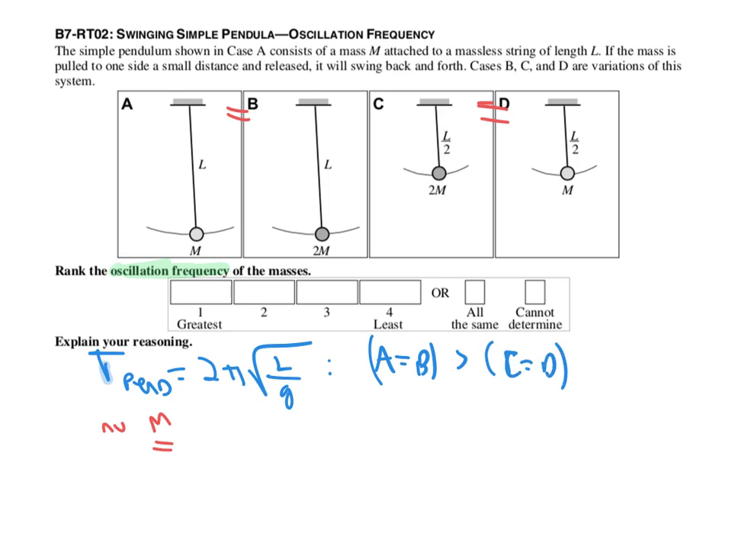But we don't want that. We want the frequency, which is 1 over the period. So that gives us a ranking that is in reverse. C and D have the higher frequency, and A and B have the lower frequency. And that's what we would end up with.